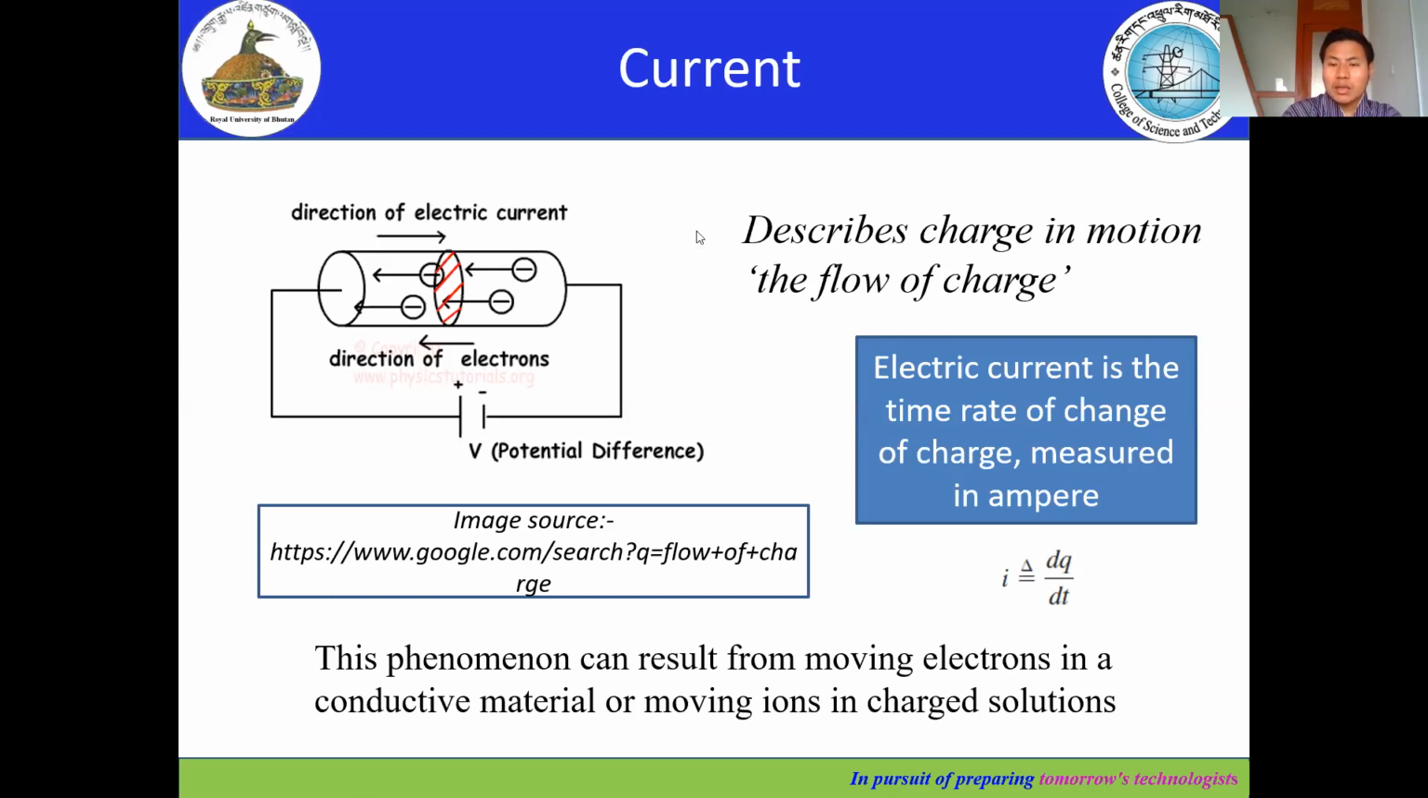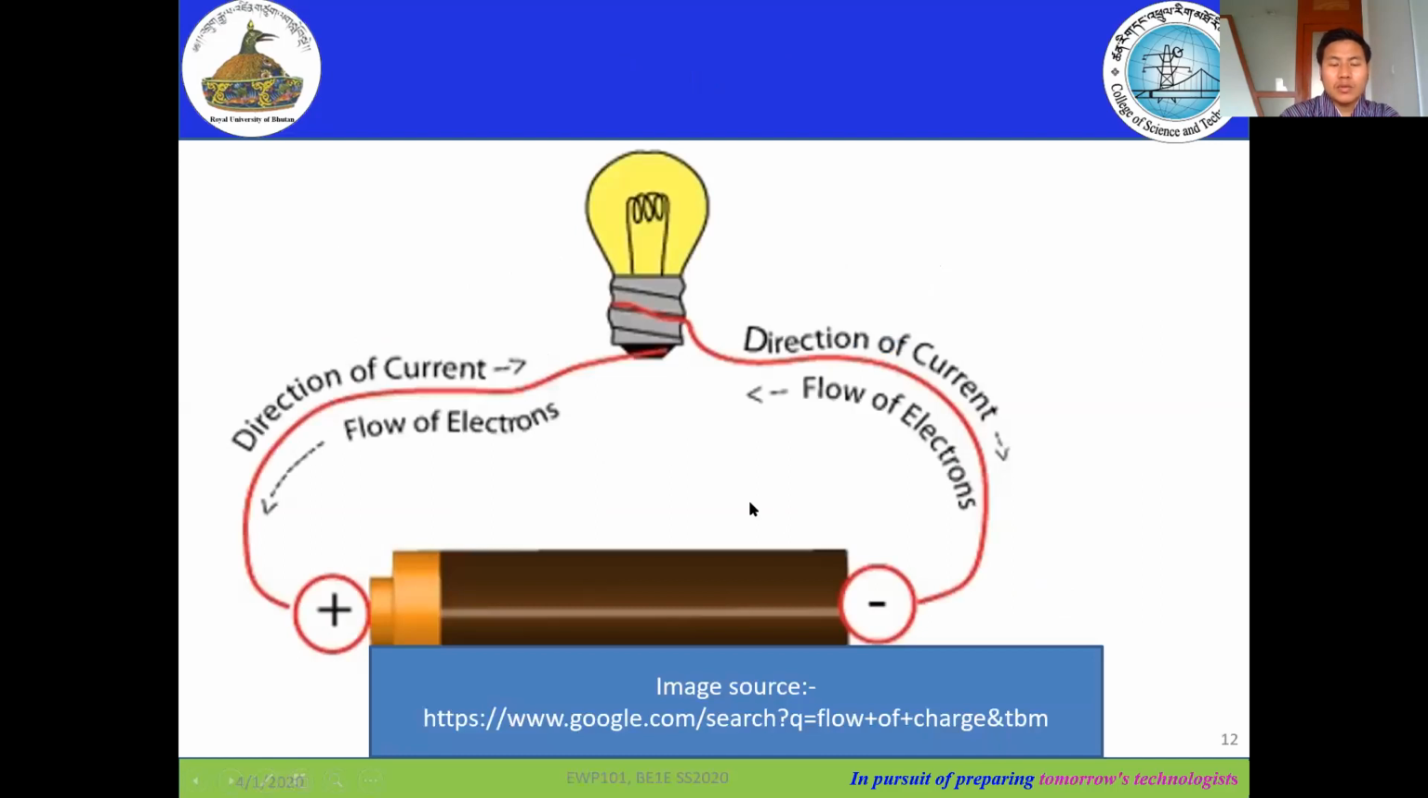From this definition, I is equal to dq by dt, a small change in the charge with respect to time t. This is how charge and current are related. Here is also an example of the flow of electrons and the flow of current.